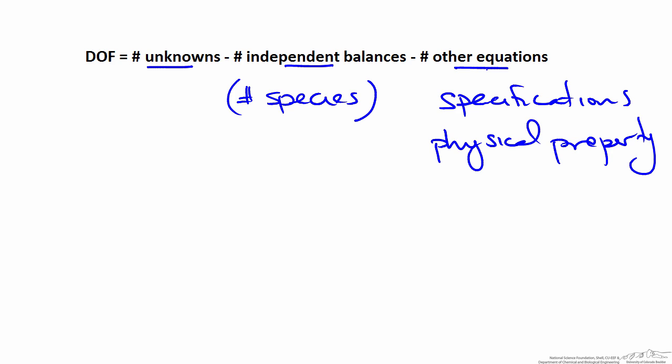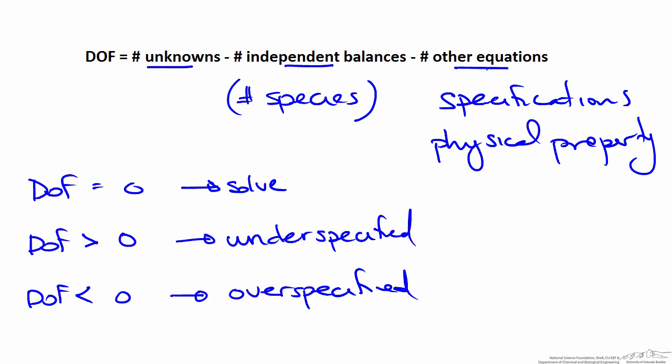So there are a lot of different equations, other than mass balances, that will allow us to relate unknowns, and we can account for those as well. When we calculate the degrees of freedom for a particular system, there are 3 potential outcomes.